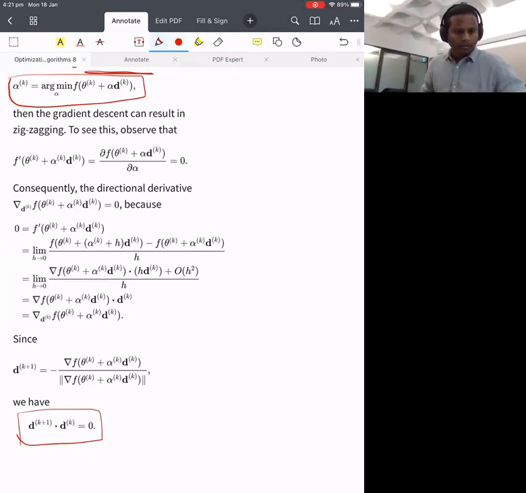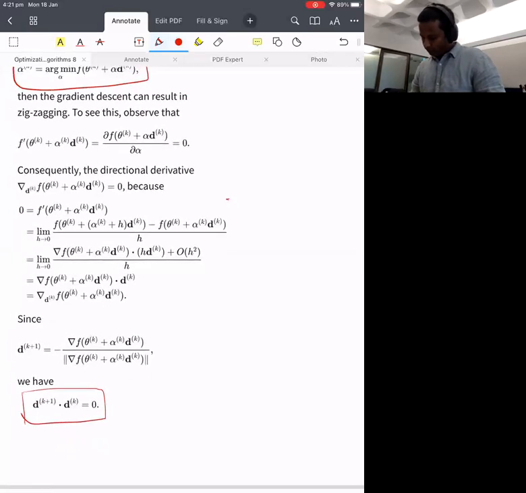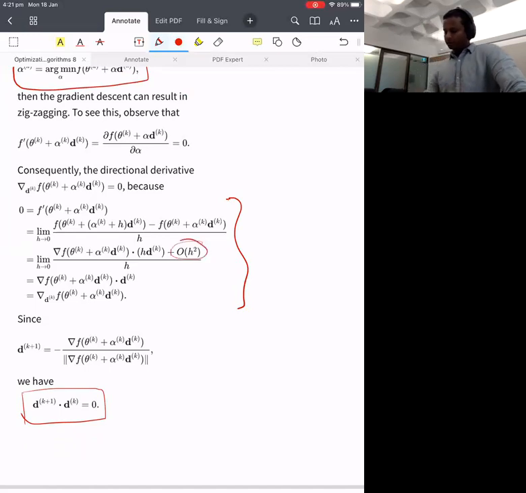Can you hear me? Okay, thank you. If you have any difficulty following this proof, let me know. It's not very difficult. It's just the observation that we are taking h to 0. And this order of h square comes from the fact that we are using Taylor expansion.